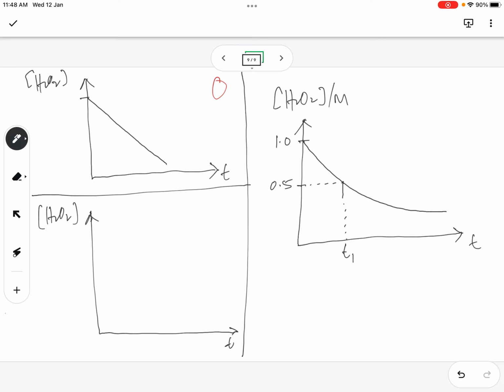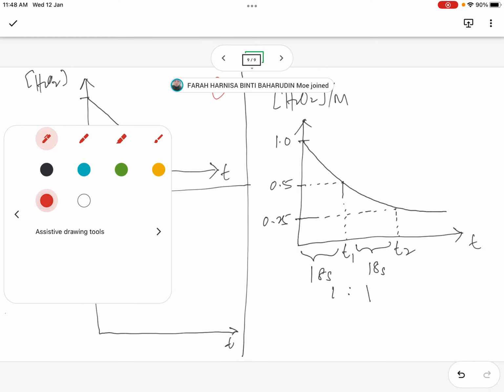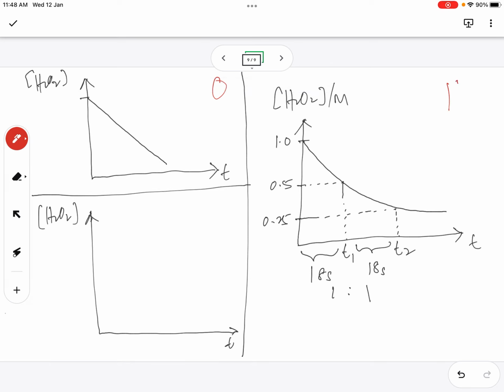Then half of 0.5 is 0.25. Half of 0.5. So you take your ruler, dot, dot, dot, dot, dot, dot, dot, dot. This is T2. Now what you do is, you calculate this time and this time. Let's say this is 18 seconds, and this one is also 18 seconds. The ratio is 1 to 1. Then it is first order.